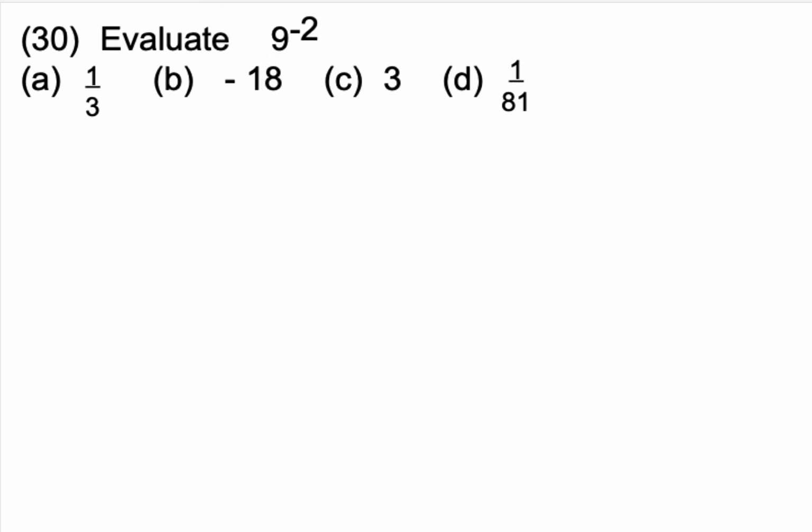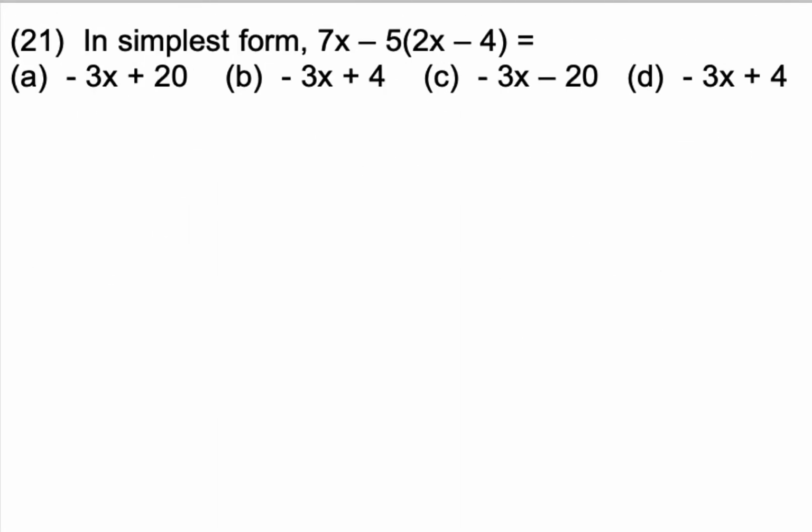Let's look at the algebra component of this practice. So the first one is we want to simplify this one. How would you do this? All right, we have to distribute -5 to both places. So we get 7x was already there, and we get -10x, and negative becomes +20.